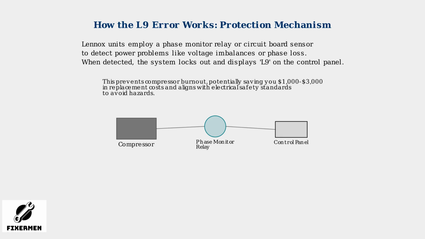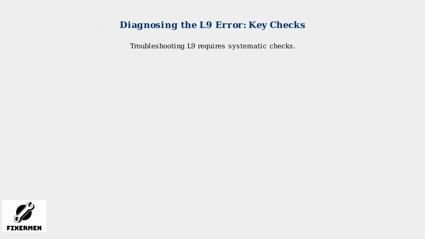This prevents compressor burnout, potentially saving you $1,000 to $3,000 in replacement costs, and aligns with electrical safety standards to avoid hazards. Diagnosing the L9 error involves systematic checks to identify the root cause of the compressor phase protection fault.